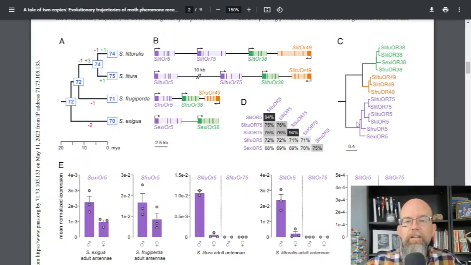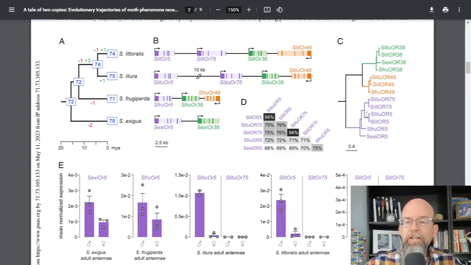Because if we look at their sequences and ask how similar they are to each other, we'll see that here's olfactory receptor number 5. You see here? 5, 5, 5, and 5. And those are the four different species. But so how are those four different species related to each other? You have two species, and then you have a sister relationship that's very close between these other two. That would be littoralis and litura.